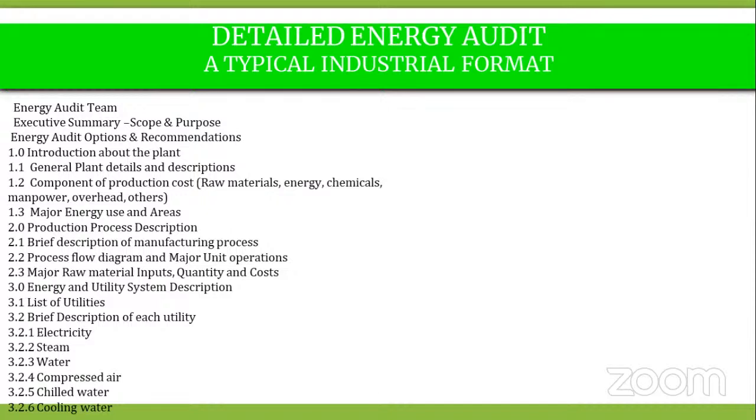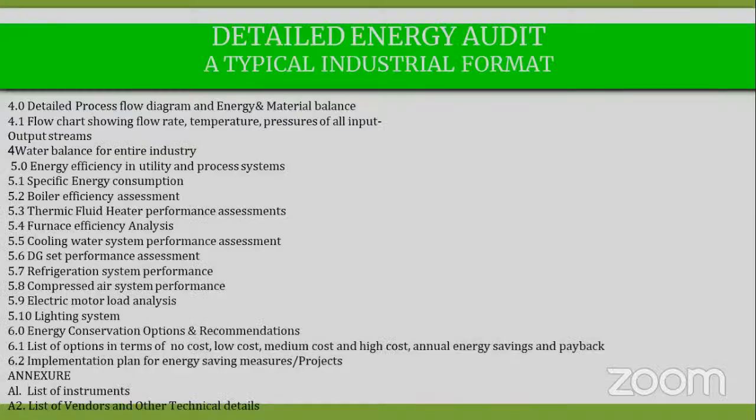List of utilities that are available there. Brief description of each utility: electricity, steam, water, compressed air, chilled water, cooling water. All these are utilities. For electricity, what is the unit that is going to be utilized? Everything needs to be pointed out descriptively so that we have a good record of all such information. When we go through it, a layman should be able to understand such information. That is important.